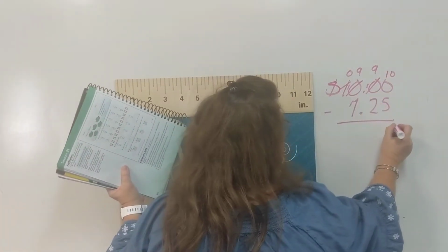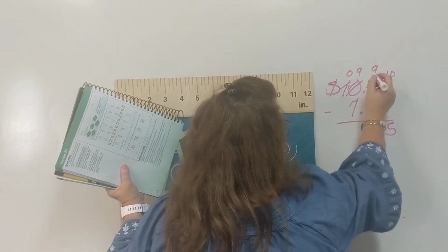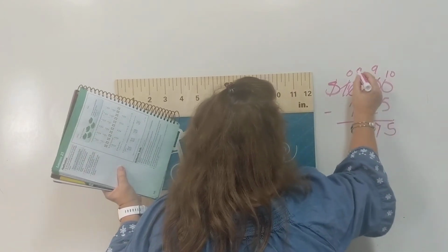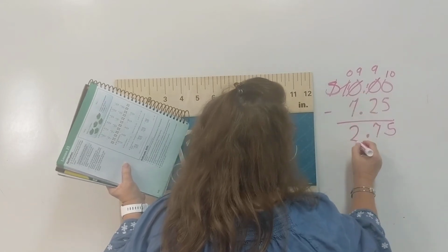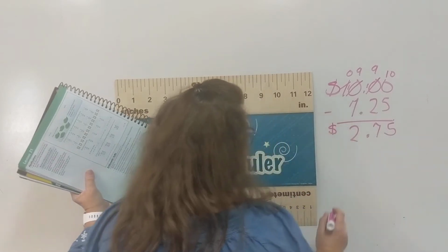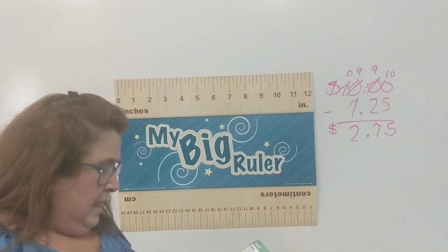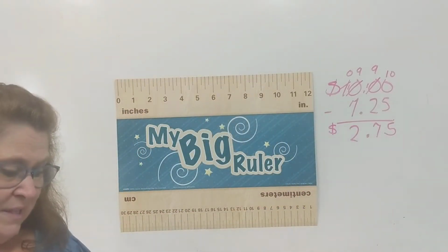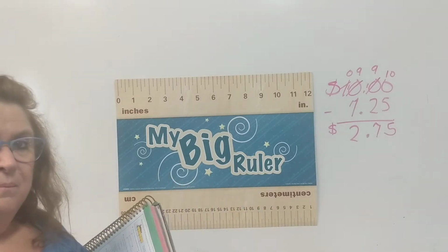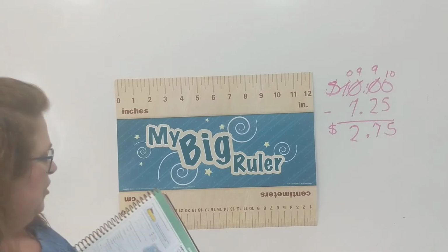So 10 minus 5 is 5. 9 minus 2 is 7. We'll bring our decimal point straight down. 9 minus 7 is 2. And then 0 minus 0 is just 0. Bring our dollar sign down. And our difference is $2.75. Okay, so you're going to add your dollars and cents together at the end of that. You'll finish that up on your own.